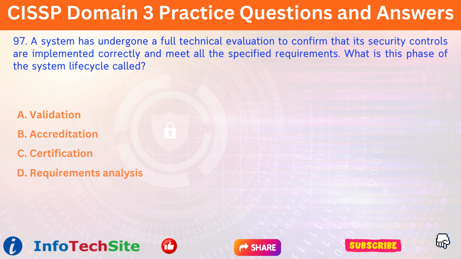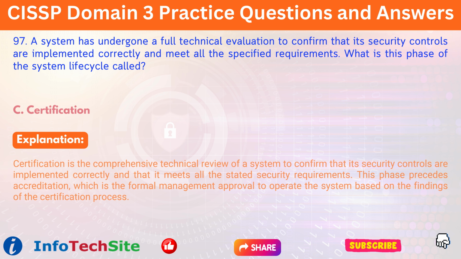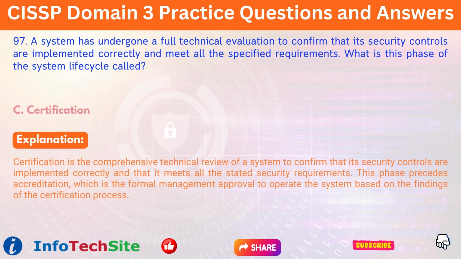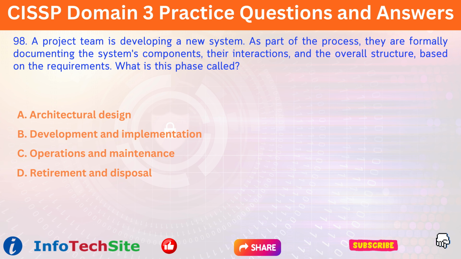A. Validation. B. Accreditation. C. Certification. D. Requirements analysis. The correct answer is C. Certification. Explanation. Certification is the comprehensive technical review of a system to confirm that its security controls are implemented correctly and that it meets all the stated security requirements. This phase precedes accreditation, which is the formal management approval to operate the system based on the findings of the certification process. 98. A project team is developing a new system.